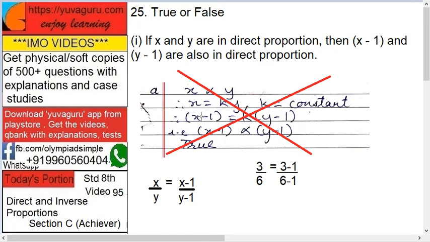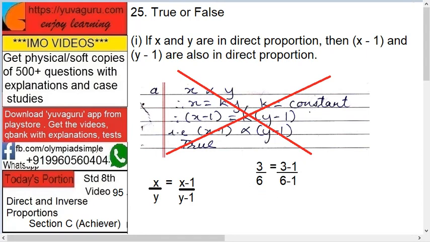Proportion means their ratio should be equal. It means this answer should be false. It should not be true. Because what does this line mean? Direct proportion means x upon y should always be constant. This small part is correct. First two lines are correct. So if you take y on the other side, x upon y equals a constant.